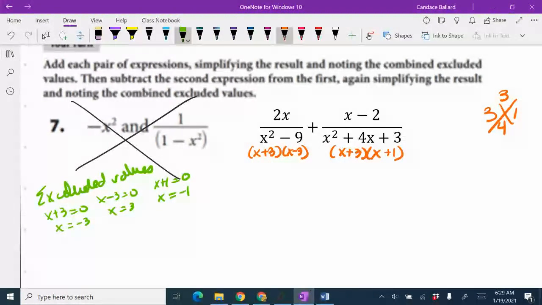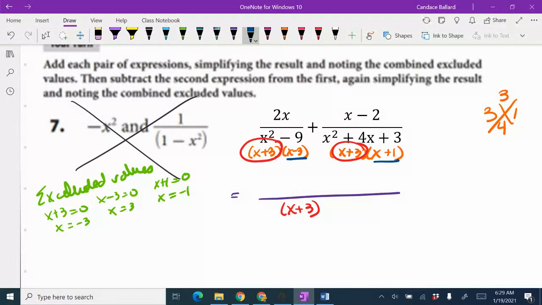Now we've kind of already hinted at this. I'm going to circle what matches in red. So x plus 3 and x plus 3 match. I'm going to start writing my LCD, and I'm only going to write that down once because they match. Then I'm going to underline in blue everything that doesn't match, which is x minus 3 times x plus 1.